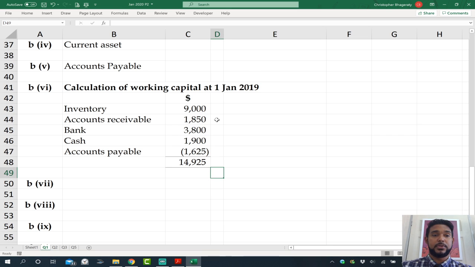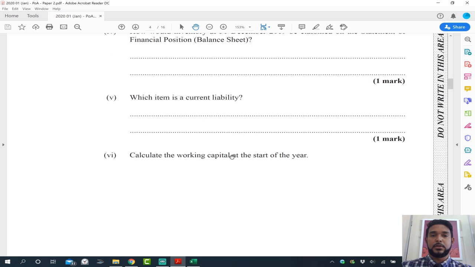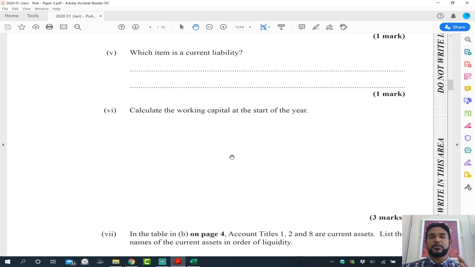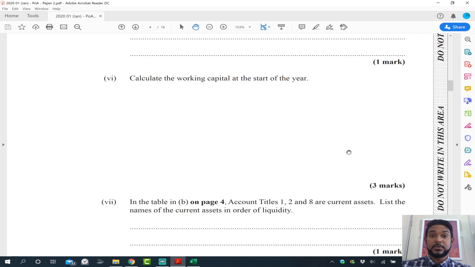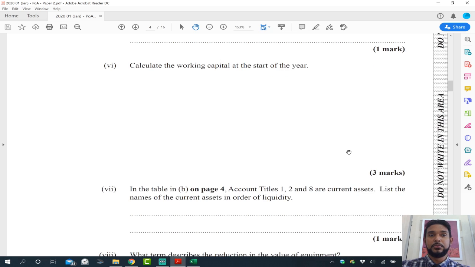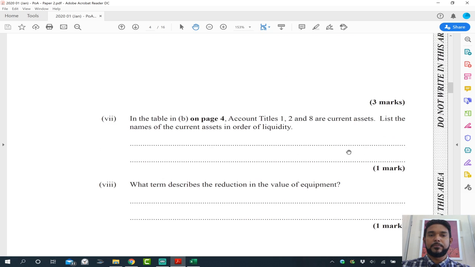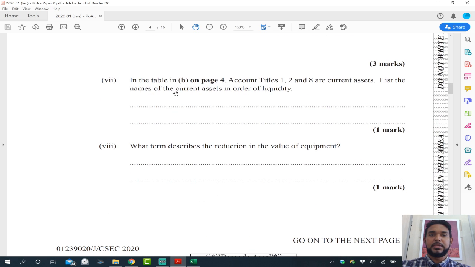Let's go back to the question paper. All right. Yeah, so I'm sorry if I'm jumping between the question and answer a bit too quickly. I'm just trying to keep the video as short as possible. You guys could pause. You guys could even slow it down if you want to. All right. In the table in B on page 4, account titles 1, 2, and 8 are current assets.